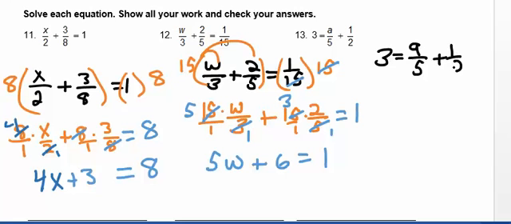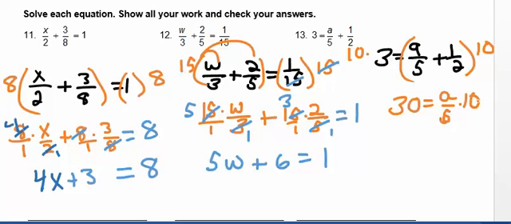And then one more of these, number 13. We're starting with 3 equals a over 5 plus 1 over 2. So our denominators are 5 and 2. The least common denominator, which I'm going to multiply both sides by so that I won't have to deal with fractions anymore, would be 5 times 2, which is 10. So 10 times 3, you can do that easily enough. And then you're taking a over 5 times 10, plus 1/2 times 10.